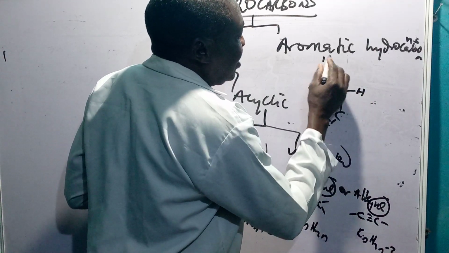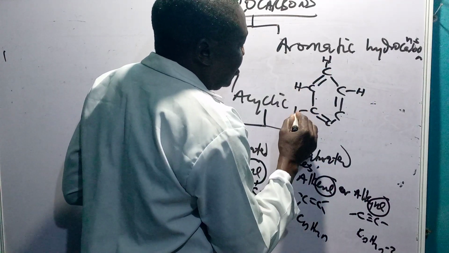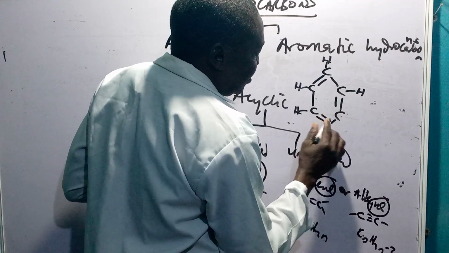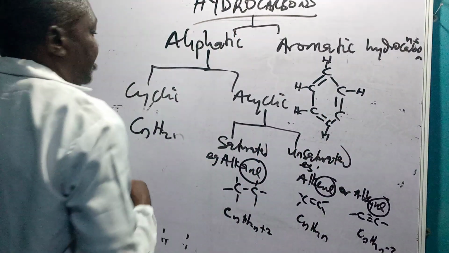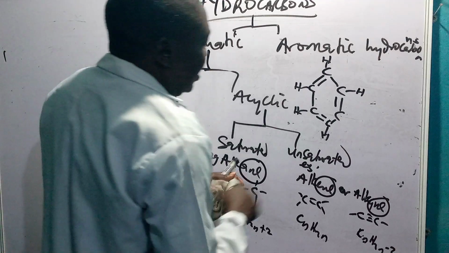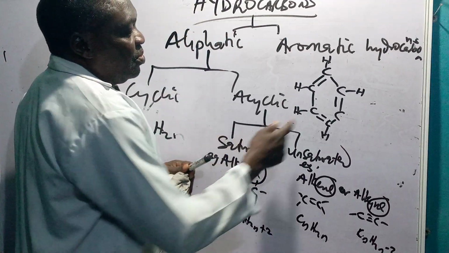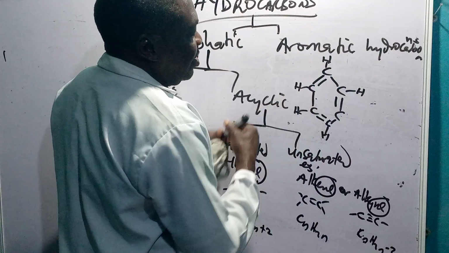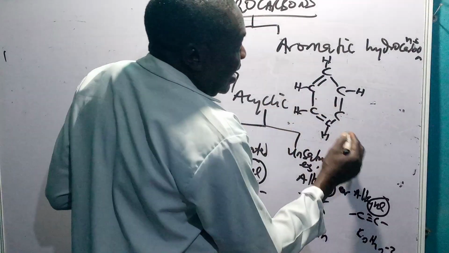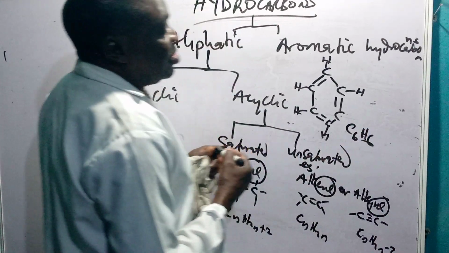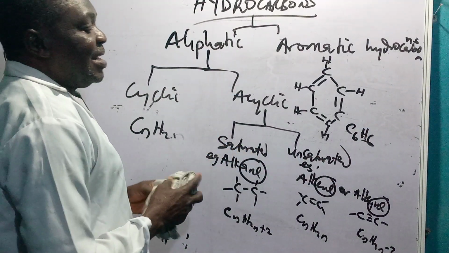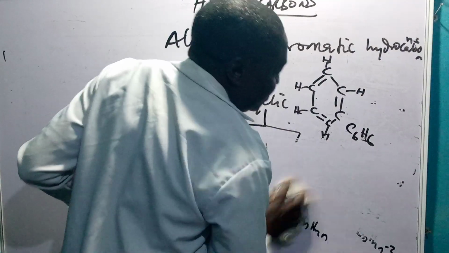There must be 4 bonds attached to carbon. So this is the structure of benzene. So benzene is a ring of 6 carbon atoms, 1, 2, 3, 4, 5, 6, with 3 alternate double bonds, 1, 2, 3, and it has a formula C6H6. This is the structure of benzene and it is highly unsaturated.